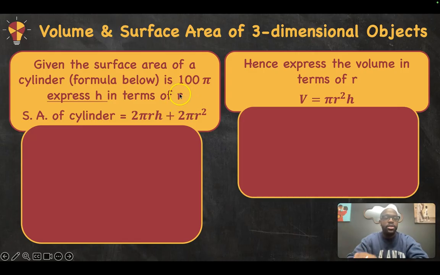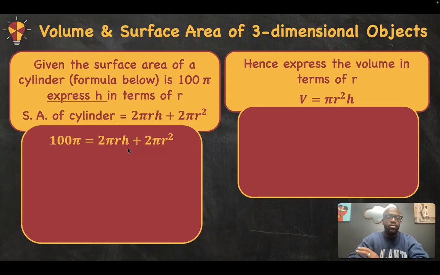So what do we know? The surface area is 100 pi. So take 100 pi and set it equal to the surface area. You're solving for h. So first thing you need to do is figure out where you see h. You only see h in one place. If we only see it in one place, isolate that term and solve for h.